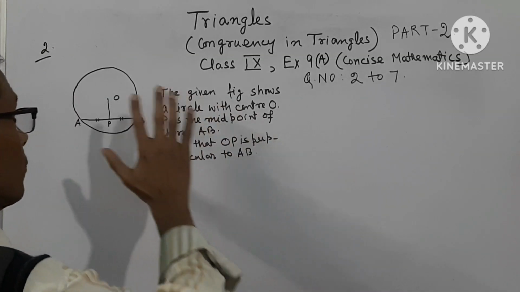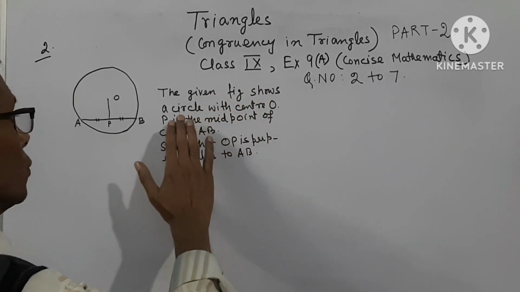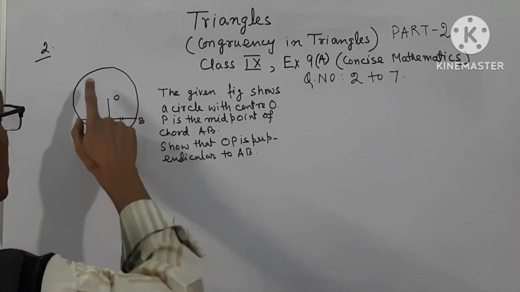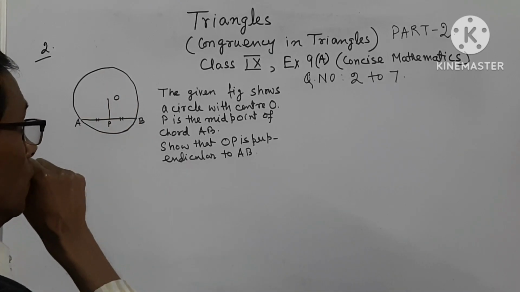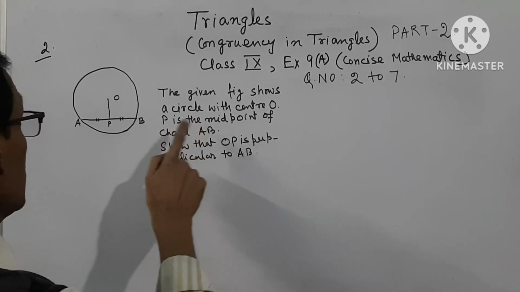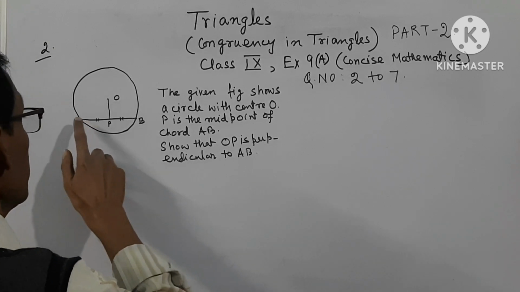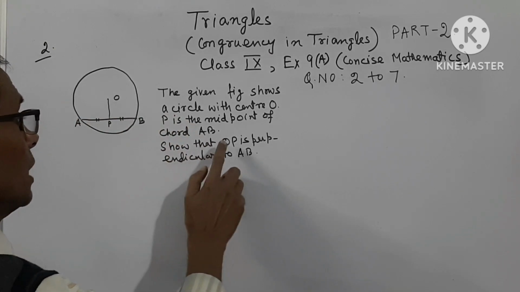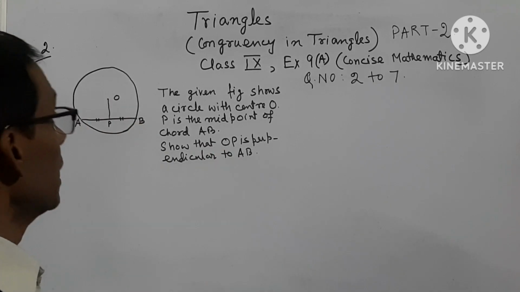Question number 2, here is the figure given. The given figure shows a circle with center O. P is the midpoint of chord AB. AB is the chord and P is the midpoint. Show that OP is perpendicular to AB.